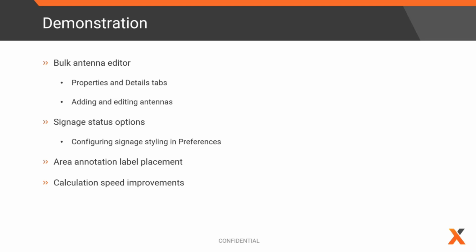Okay, now we're ready to go into the demo. So just an overview of what we'll be talking about. Firstly, the big feature will be the bulk antenna editor. I'll walk you through that. I'll show you how to access it, the properties, the details. Then we'll go into the signage statuses, and then finally just the label placement of the area annotation.